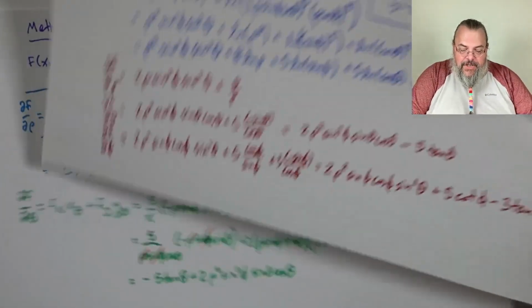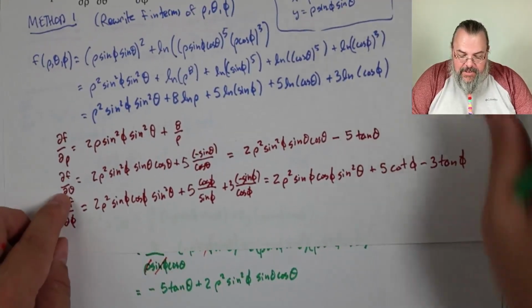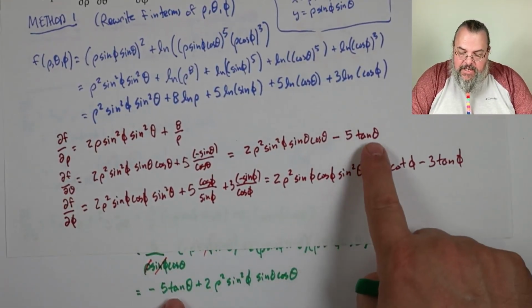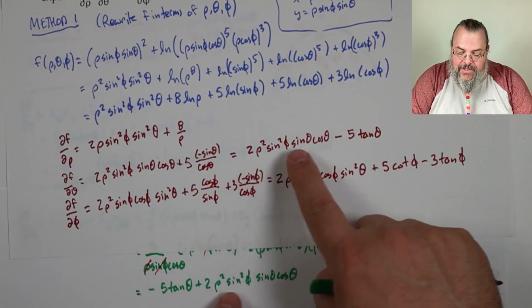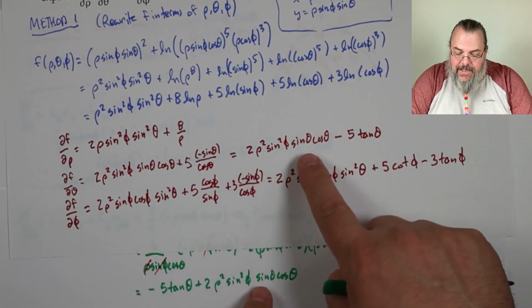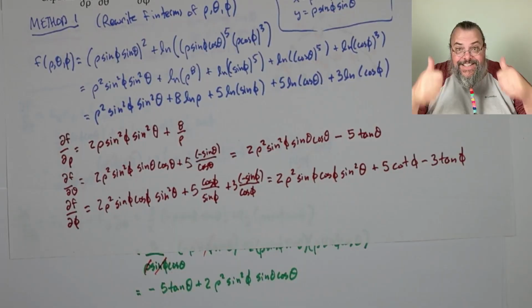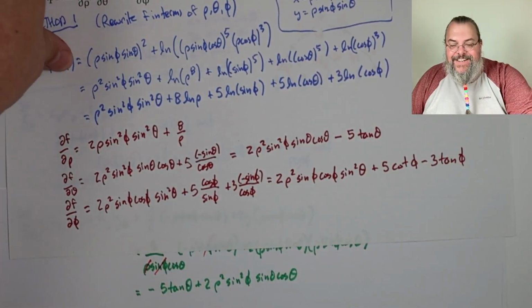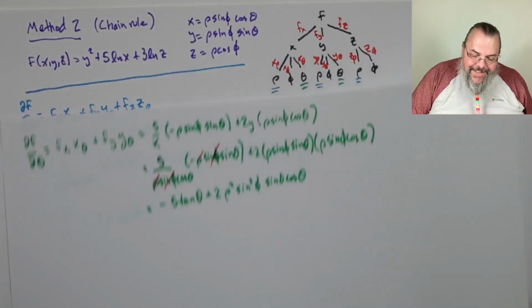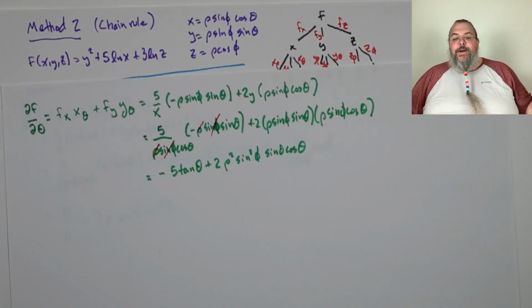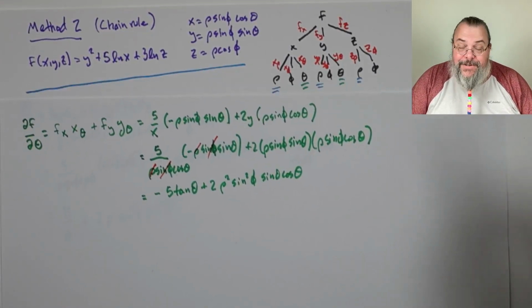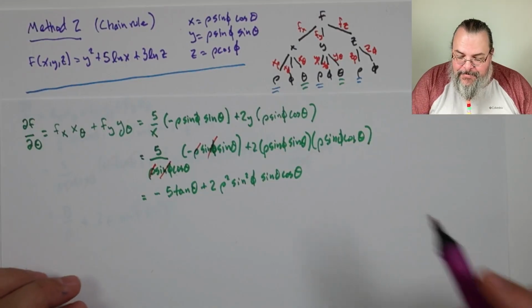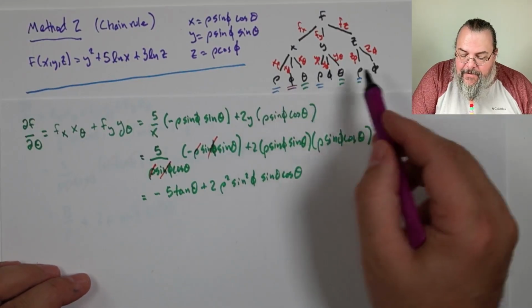All right, so how do we do? Let's pull up our chart to compare. Partial f, partial theta, we said minus 5 tangent theta, check. 2 rho squared, sine squared phi, sine theta, cosine theta. Yes, we matched again. Oh, nice. Whew. Now, once more to the breach, dear friends. Once more. We've got to get the phis.